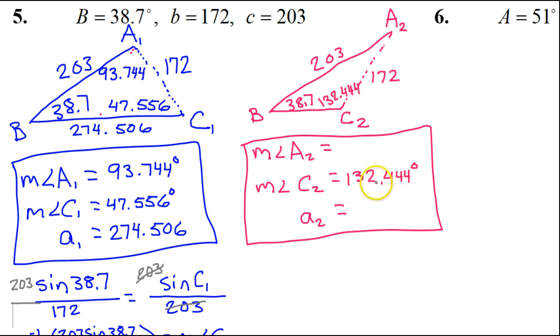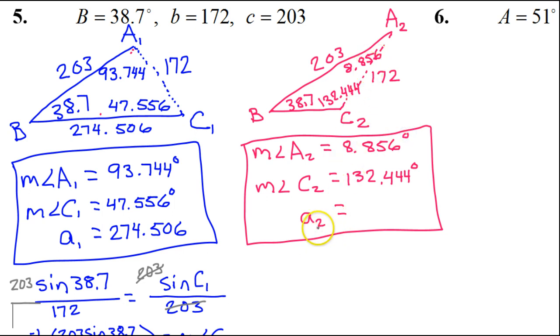So I'm getting 132.444. Again, that was 180 minus 47.556. That's how I found this angle. Now we can easily find angle A2 by subtracting these two angles from 180. And I'm getting 8.856 degrees for angle A.